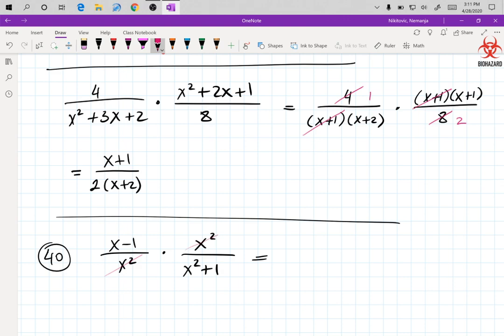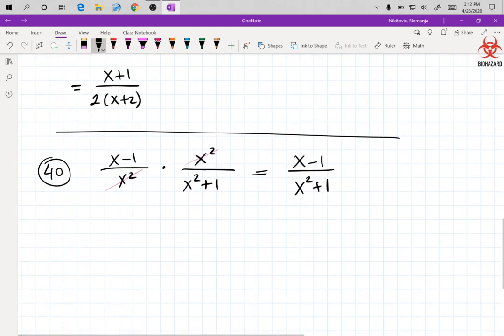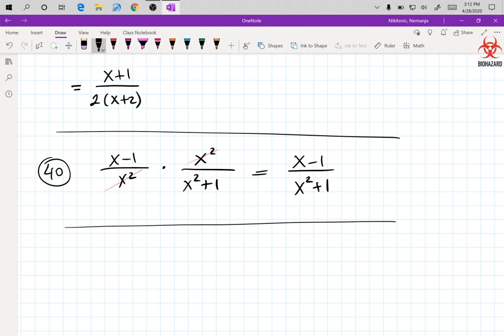Okay, so what's the same? Well, x squared and x squared are the same. By the way, these x squares are not the same, because the one on the bottom has a plus 1. We are not allowed to cancel within addition. You can only cancel identical terms. So x minus 1 over x squared plus 1, and that's it. There's nothing else we can do.